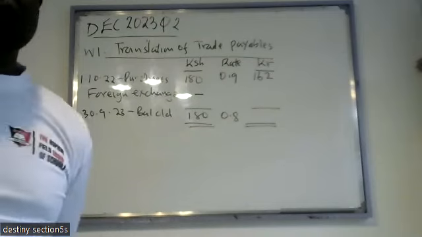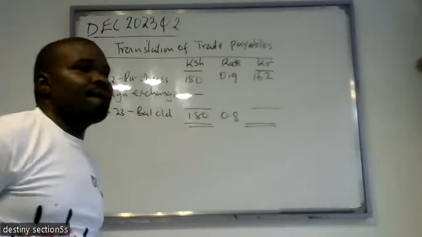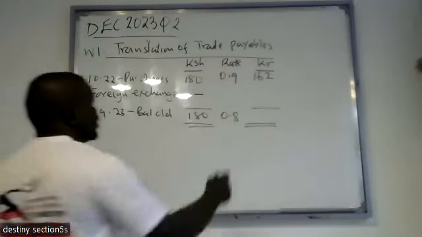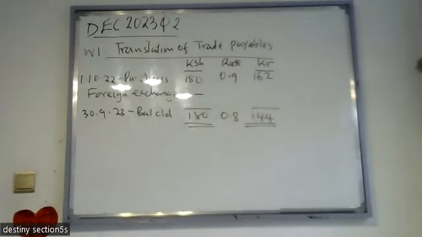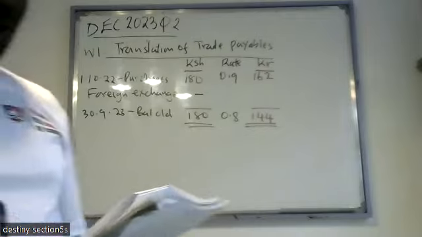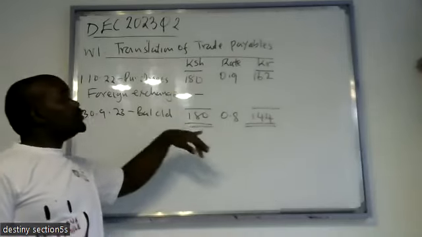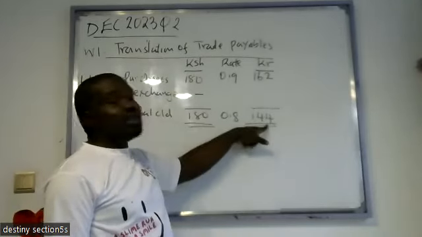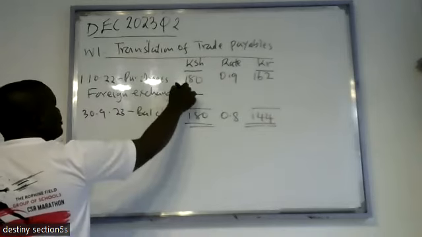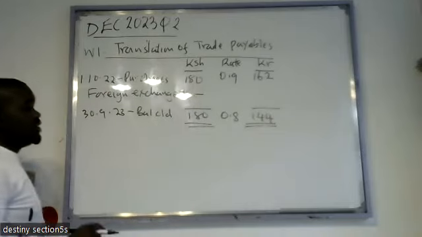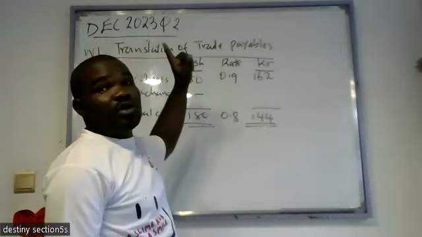180 by 0.8, what do you get? 144 crowns. So the difference is the foreign exchange gain. That is a gain because this is a liability. A decrease in the value of a liability is always a gain. So foreign exchange gain, write in your books the balancing figure. A decrease in liability is a gain, which will reduce our payables.